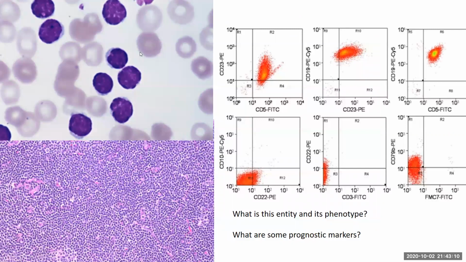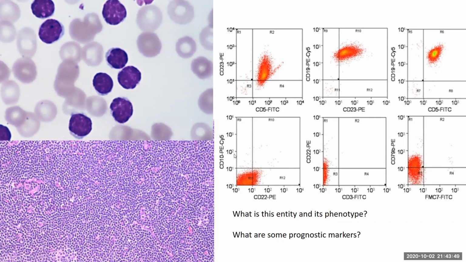So next, this is pretty easy. We have findings from the peripheral blood, a lymph node, and flow cytometry. What do you think those cells are in the top left? Lymphocytes, right, with hyperchromatic condensed nuclei. Cracked earth, as some like to describe it, soccer ball like chromatin for others. And then sheets of small lymphocytes in the lymph node.